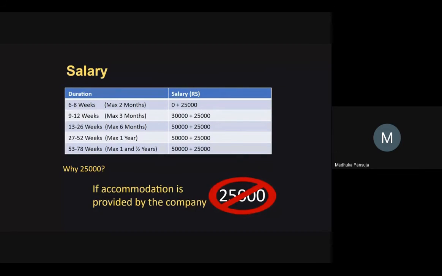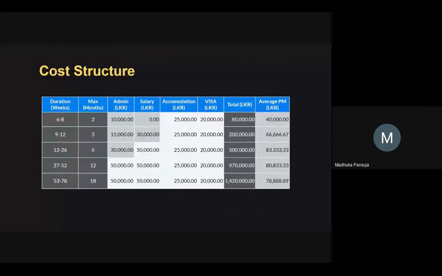Likewise, for 6 months, if they are providing accommodation, they have to pay 50,000. If they are not providing accommodation to the EP, they have to pay 75,000 to the EP per month. So that is the salary. So based on these costs, a single cost structure table was made, so you guys can understand and refer to it later. This also has the same things: duration, maximum months, admin fee for us, the salary, and accommodation. Then the visa cost. Visa cost is a part of the admin fee.